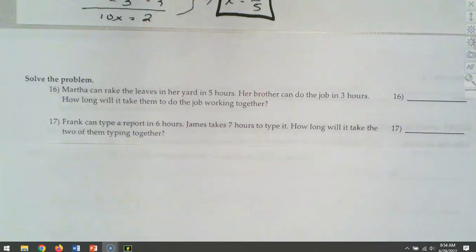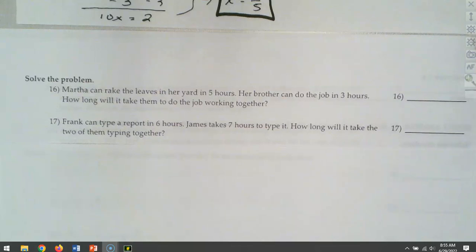And these are work problems. And when we work with these, we can't just look at the 6 and the 7, because that's how long it takes to do the project. Right? Because let's think about how these work in real life.